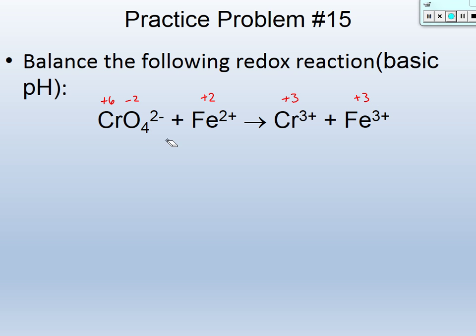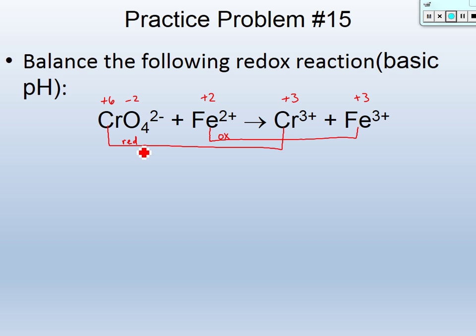Let me go through and erase all these bottom numbers here so we don't get confused. Okay, now you've got to decide which one is being oxidized, which one is going up in its oxidation number. And it looks like to me the iron is going up, so that one's being oxidized. The chromium is going down in its oxidation number. It's going from +6 to +3, so it's going down, so that one's being reduced.